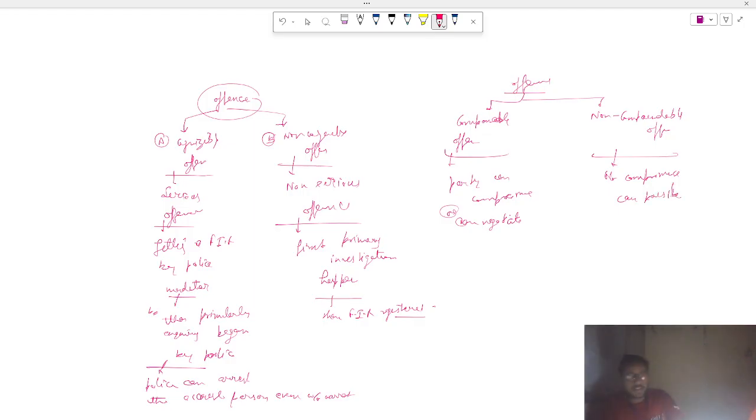Basically, if there are two parties and one party murdered the other, then no compromise is possible. But if there are two parties and there is a possibility that a compromise can happen, then it is known as a compoundable offense. There is one more category: bailable offense and non-bailable offense.